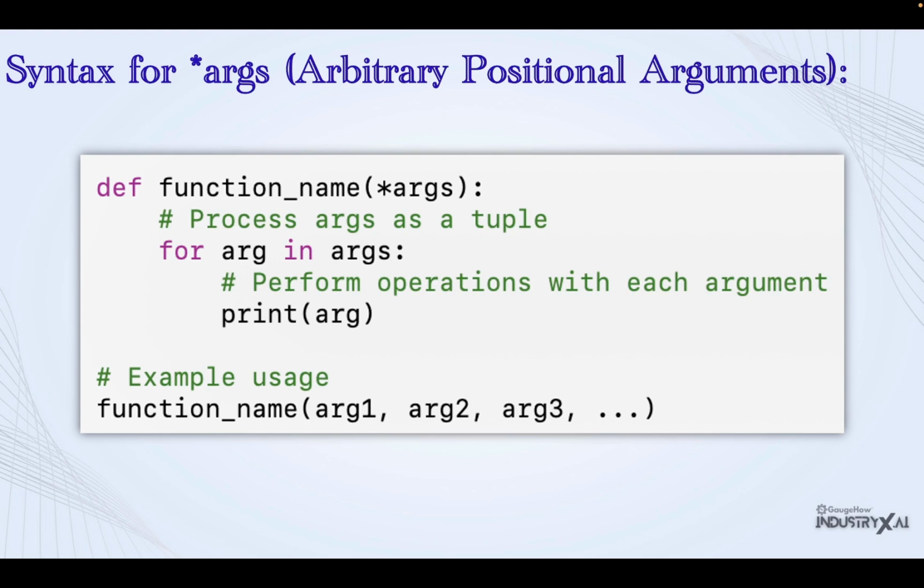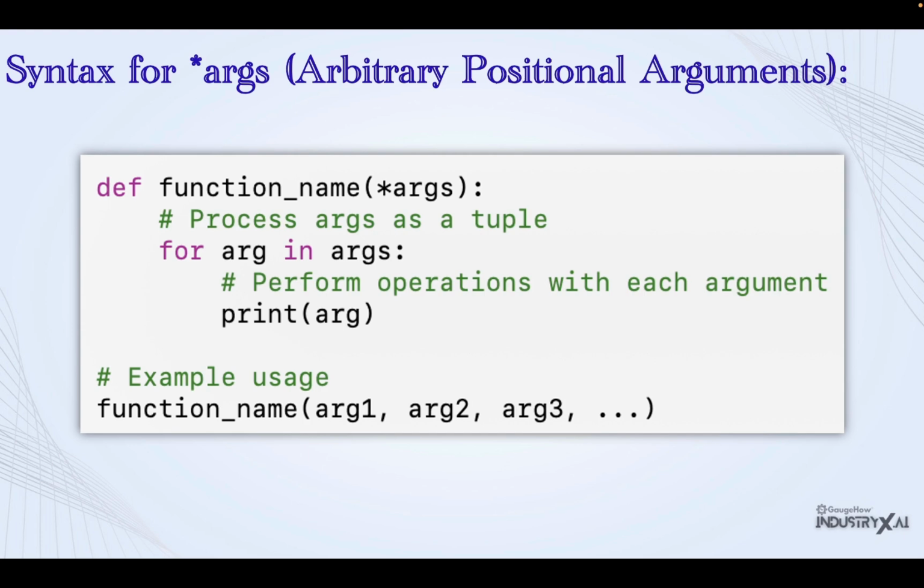So to define arbitrary positional arguments, we need to write star args within the parentheses of the function. So if we consider the syntax, as you can see on the screen, first we will provide def, then function name, and within parentheses we will provide star args. Now to iterate through all the possible arguments, you may use the for loop. So as you can see, for arg in args, that is for each element in args, we can perform different operations based on the requirement.